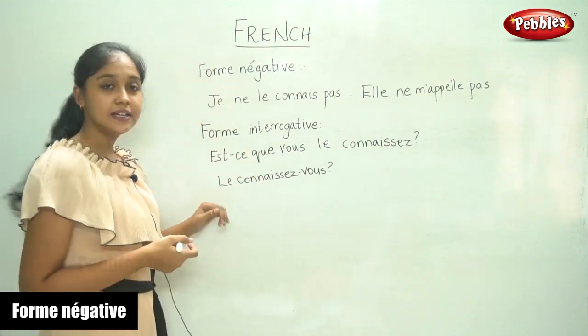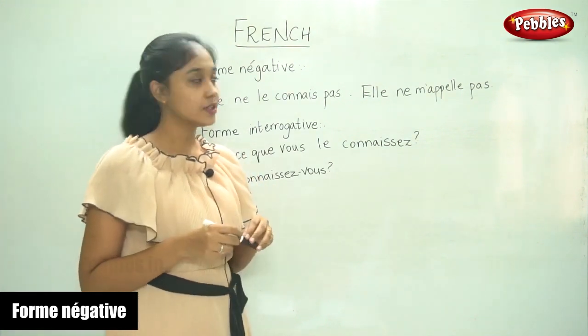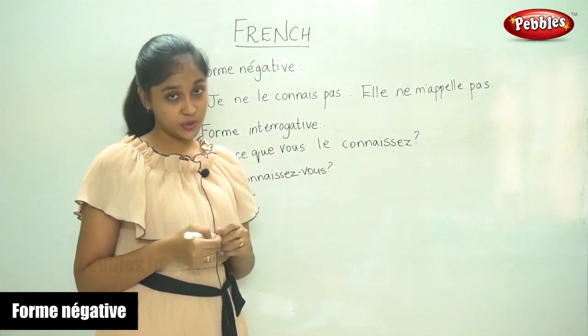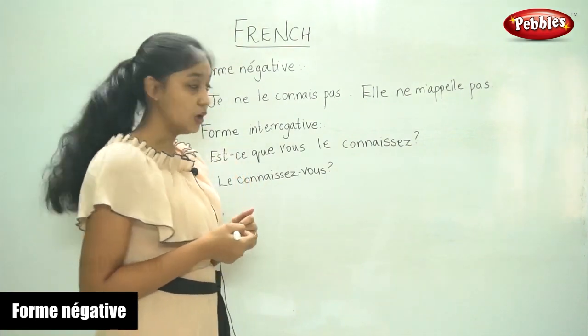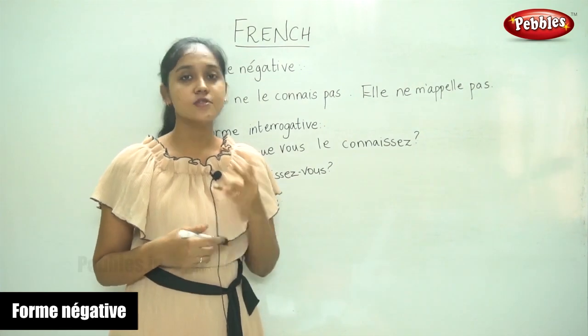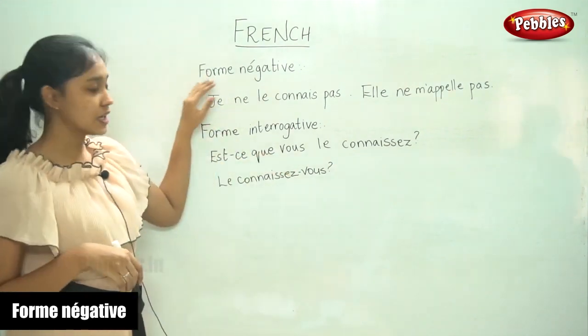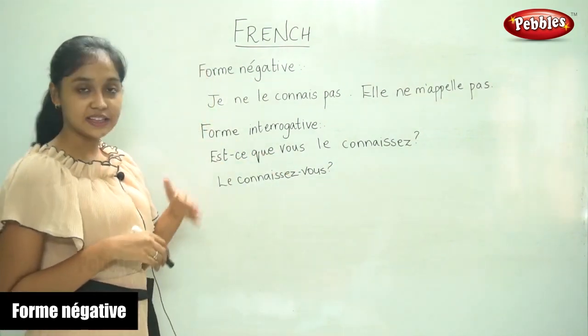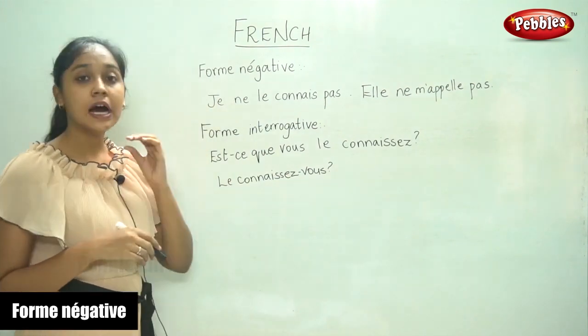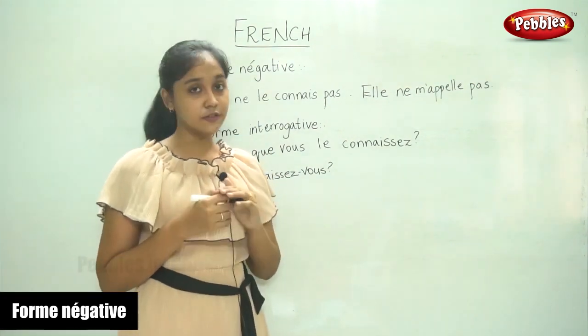Now we know to write the pronoun complement direct. So we know the words to fill in. Now we are going to see different forms of the same concept. For example, the negative form. So we are going to see how to write this in the negative form.